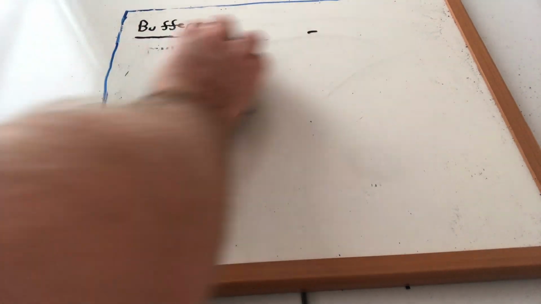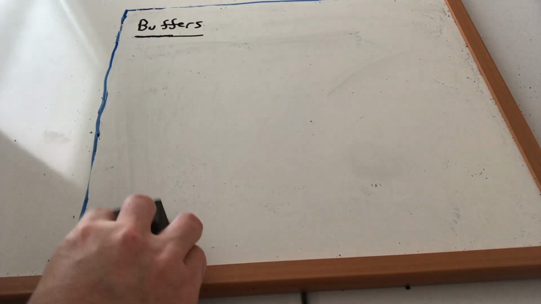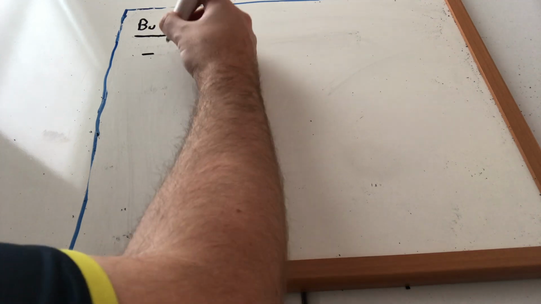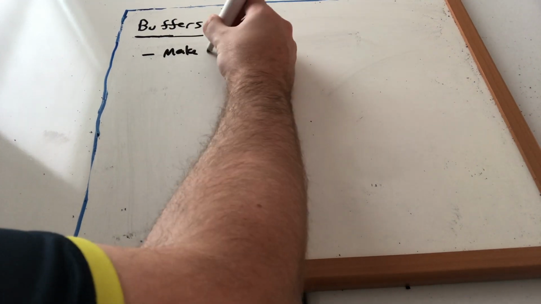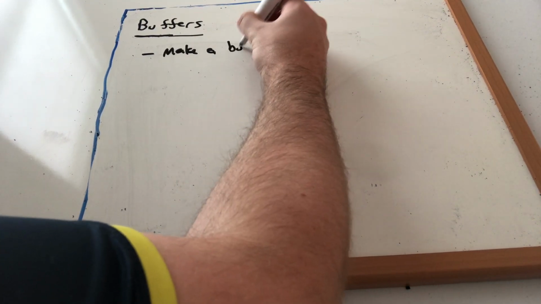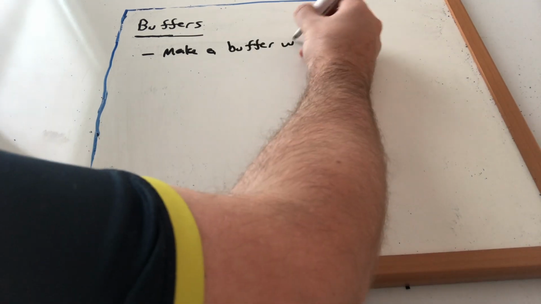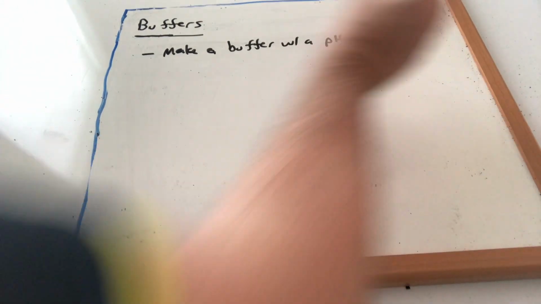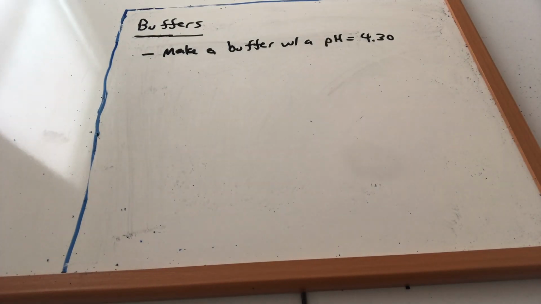So, let's do the first part of a longer example, but let's just continue with this line of thought in terms of what we look for. Let's say that we have a system and we want to make a buffer with a pH equal to 4.3. That's what we want. That's our target.